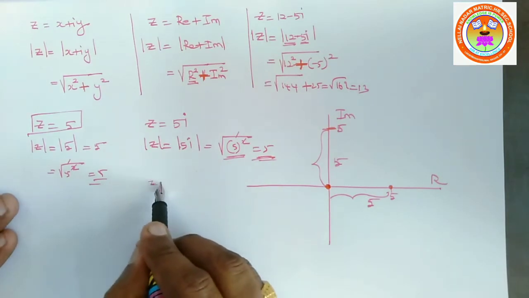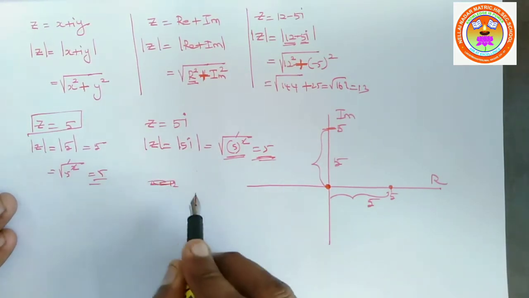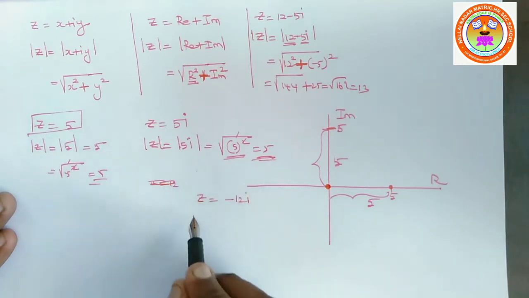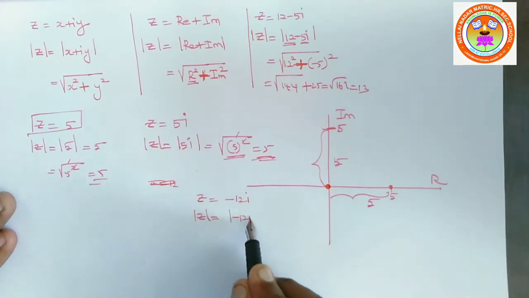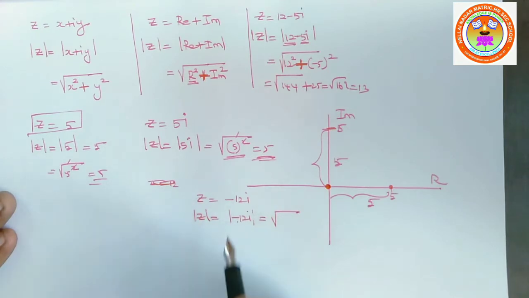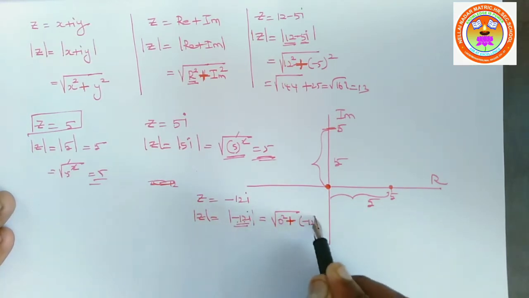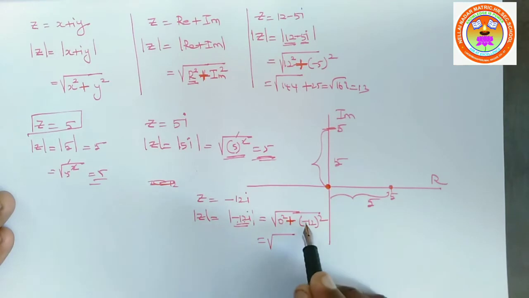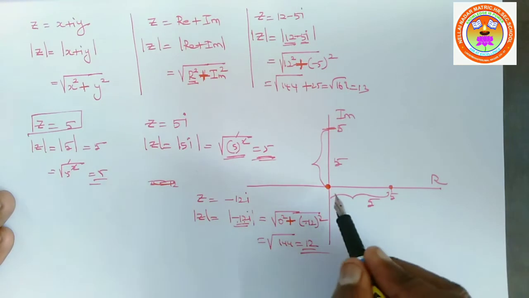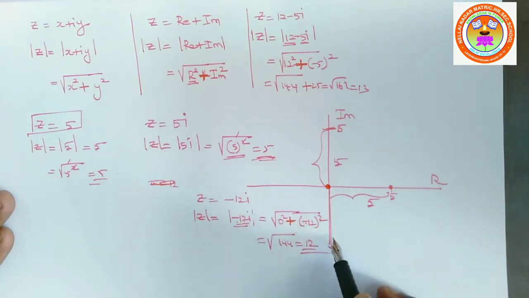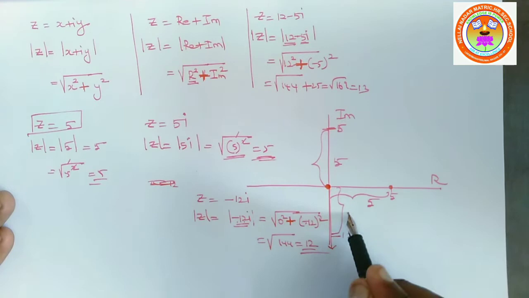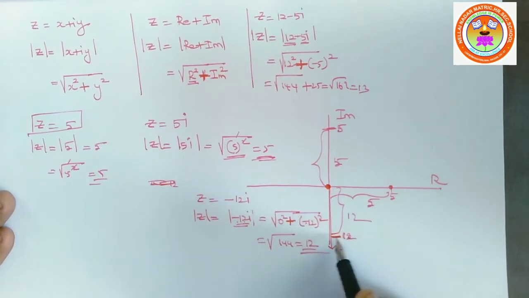Otherwise, if you get z is equal to 12i or minus 12i, modulus of z is equal to modulus of minus 12i. You know, real square, there is no real part, so 0 square, plus imaginary is minus 12 the whole square. So the square root of minus 12 the whole square is 144, nothing but 12. If we take this negative part, this is nothing but minus 12. From here to here the distance is 12. Even though it is minus 12, the distance cannot be negative, so the answer is going to be 12.